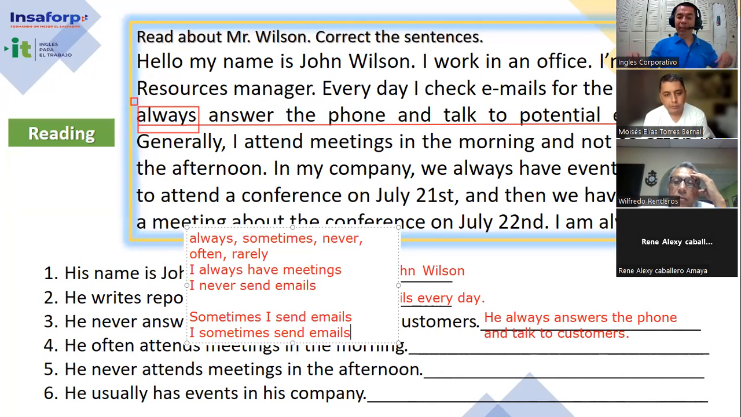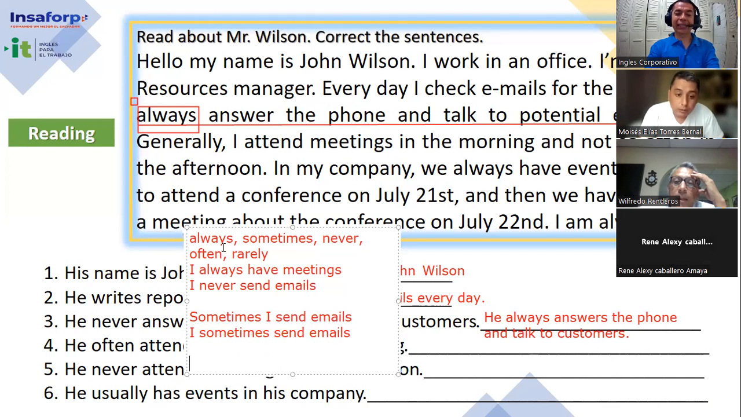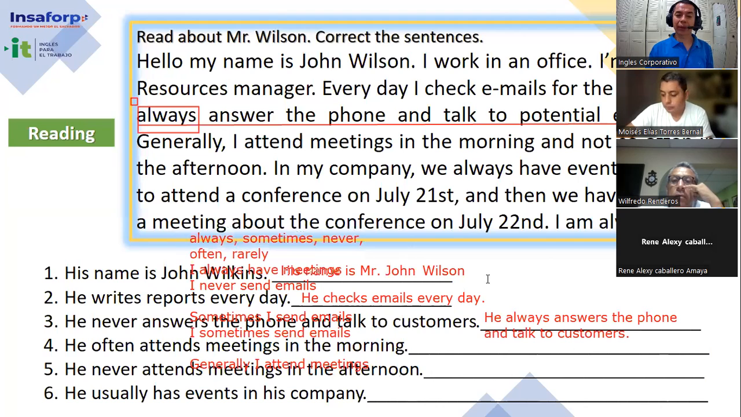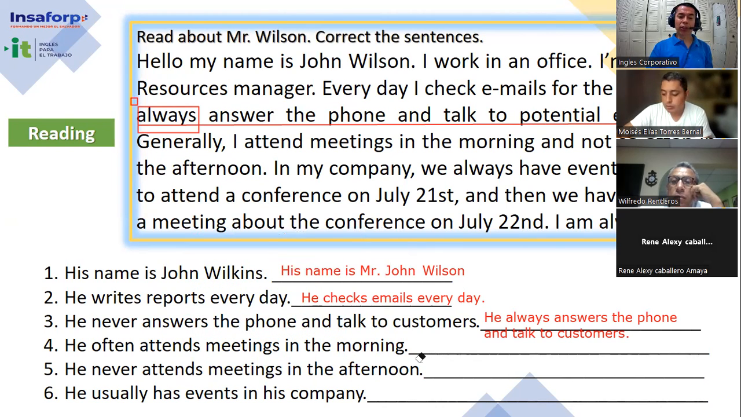And another example of an adverb that moves around is generally. Okay? So I can say, generally I attend meetings. Or I can say, I generally attend meetings, right? Both are correct, okay? But the first is more common, you know? Generally, I attend meetings. Like here in the example, right? So, the correct sentence in this case, right? It would be number four.